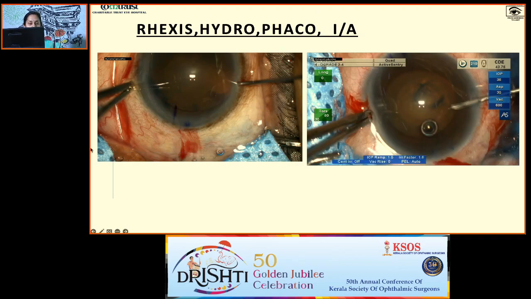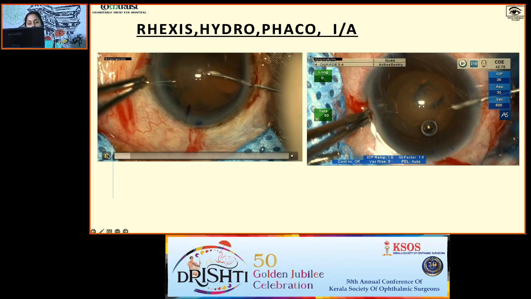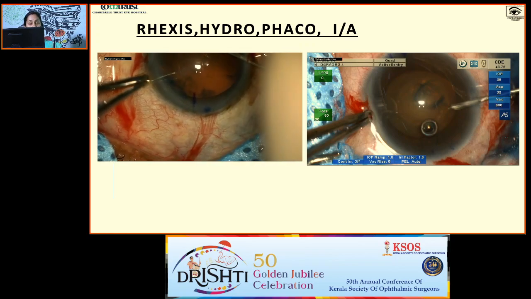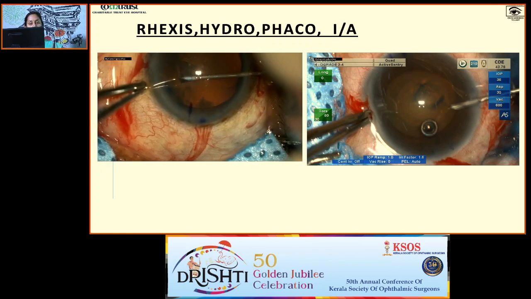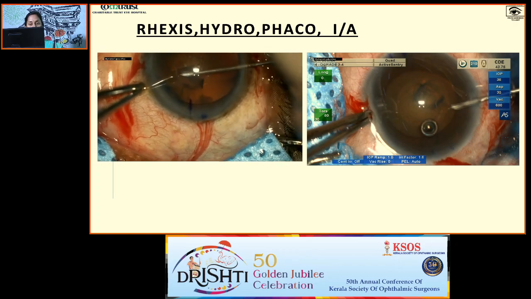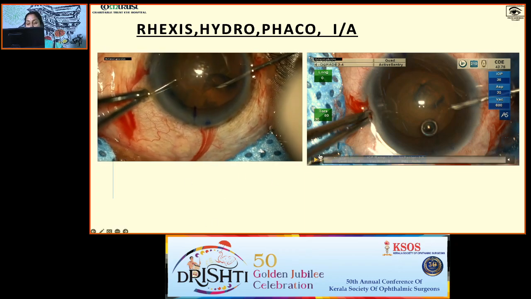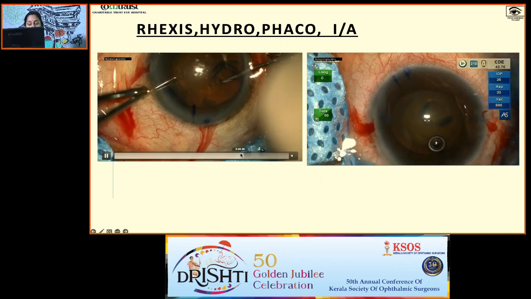Rhexis is just like any other case. Do a 5 to 5.5 mm rhexis. It will cover 1 mm of the periphery of the lens, and it will give proper centration of the lens and prevent rotation of the lens. After completing the rhexis, hydro is routine. You can rotate the lens.